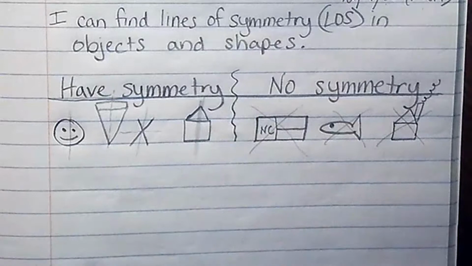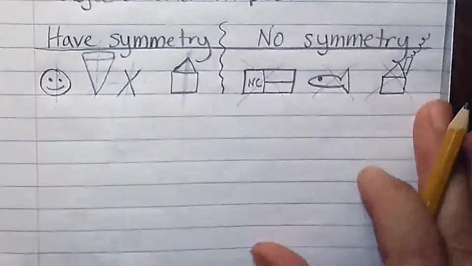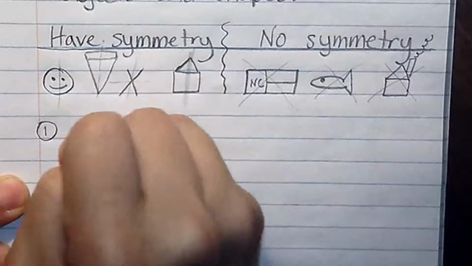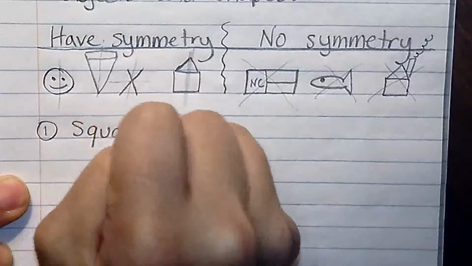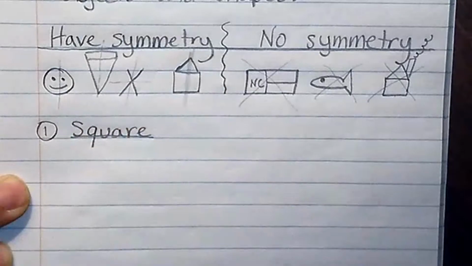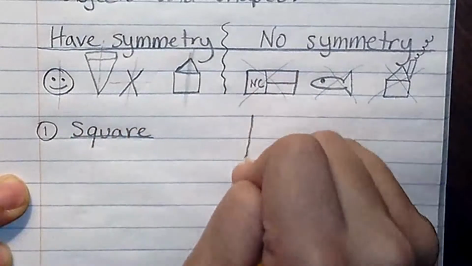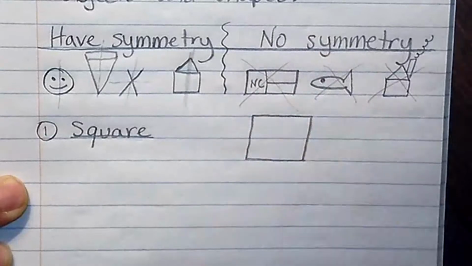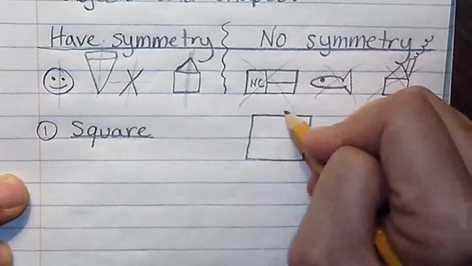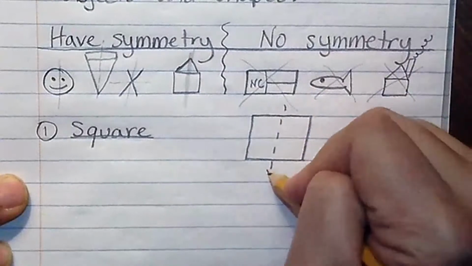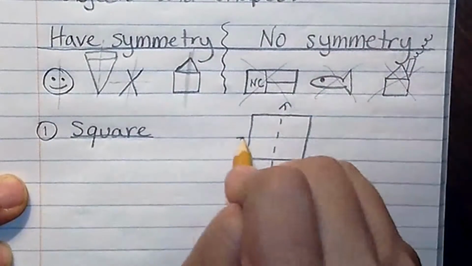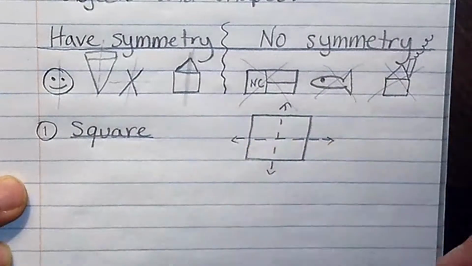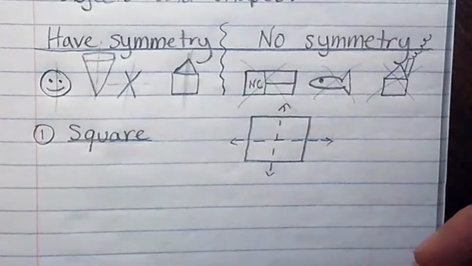Let's talk about some shapes that have lines of symmetry. Number one, I'm going to start with a square. A square is a special shape. It definitely has a line of symmetry right down the center. We also definitely have a line of symmetry across the center the other way. There's something special about a square. It's only for a square.